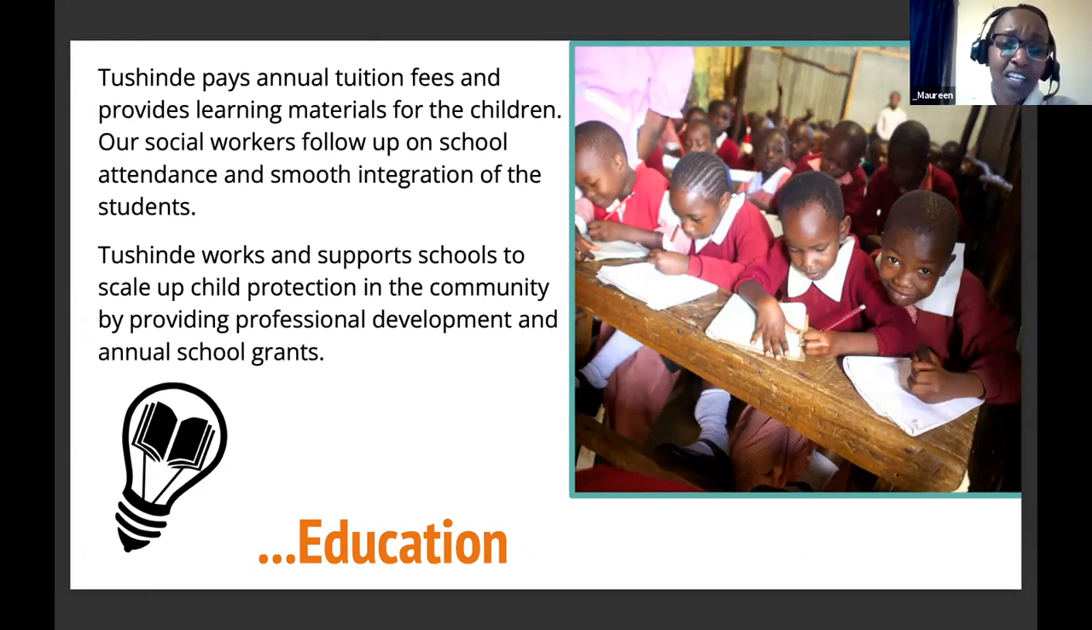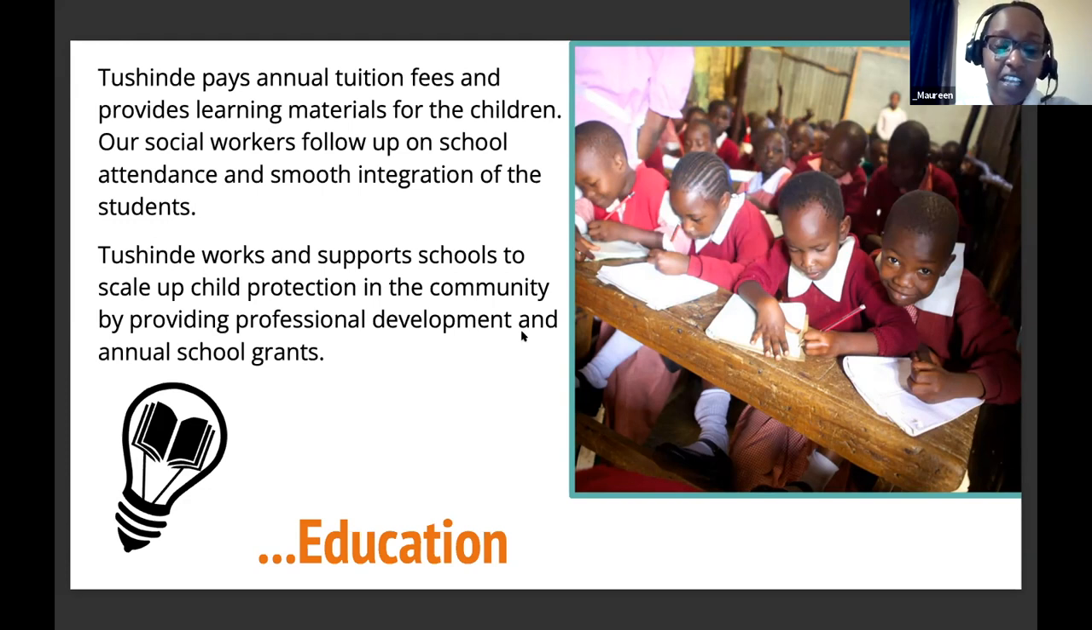So we do provide annual school tuition fees for these children, and also ensure that the child feels safe in school. And we do this through working very closely with the schools to influence a culture of child protection. So how we do this is that we partner with these schools and we take them through child protection training. We enable them to formulate child protection policies that they can use for their schools. We also really advocate for alternative discipline methods, so that they are not inclined to use corporal punishment, which has been a culture issue, especially in Kenya. And then we incentivize this process with the schools through annual school grants that we give to the schools.